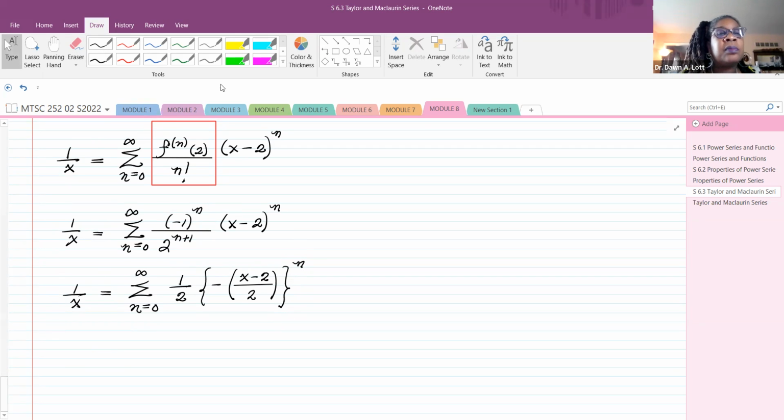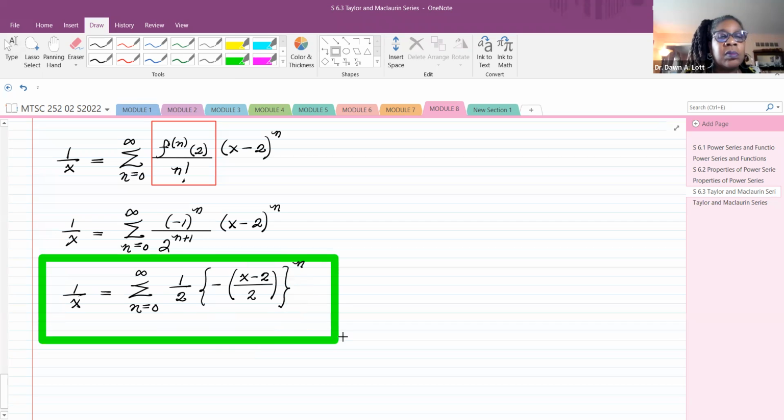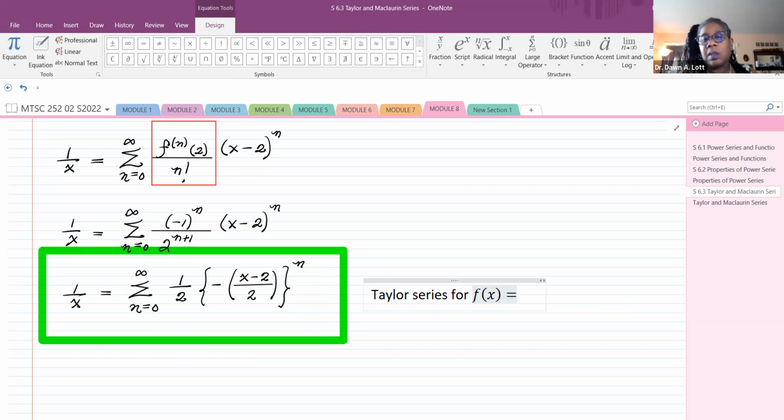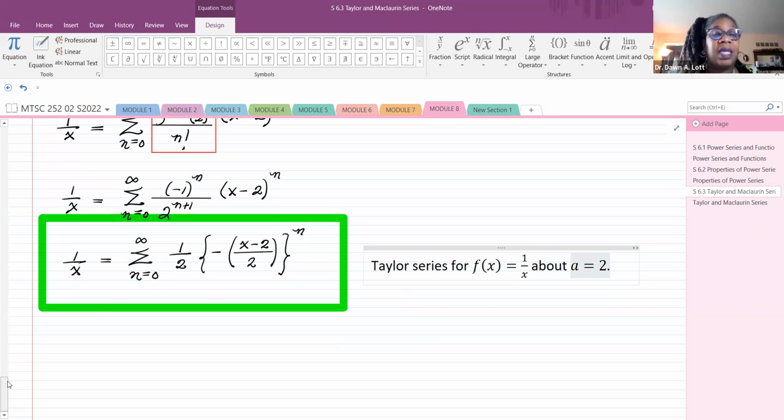So that is the Taylor series for 1 over x about a equals 2. Okay, now here's the thing. I don't know if you recognize that, but that's a geometric series.